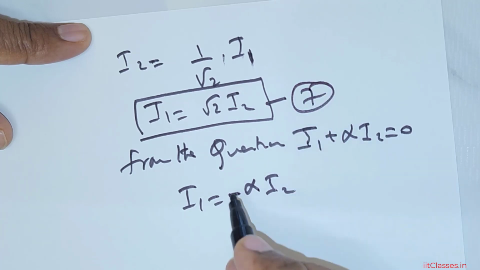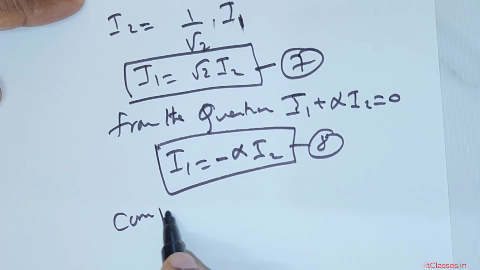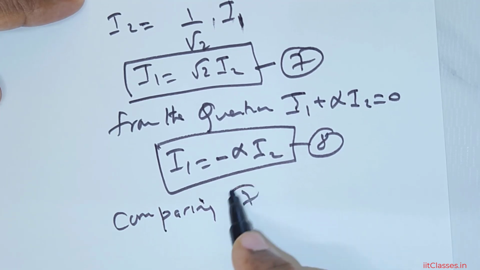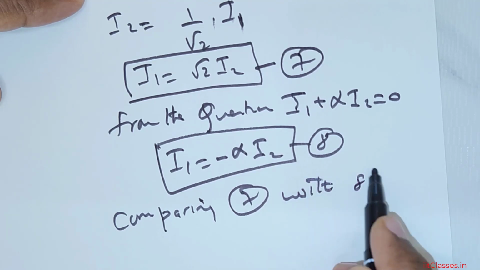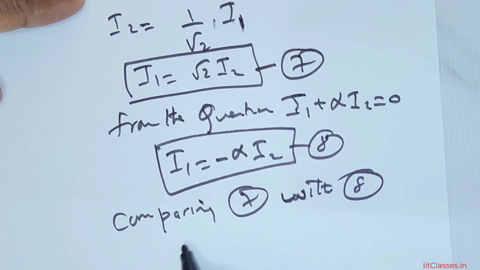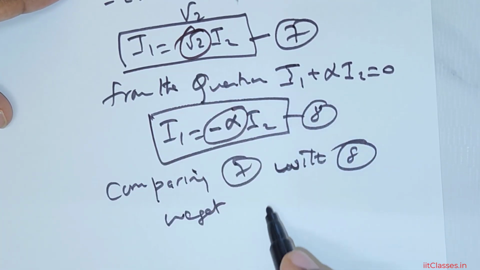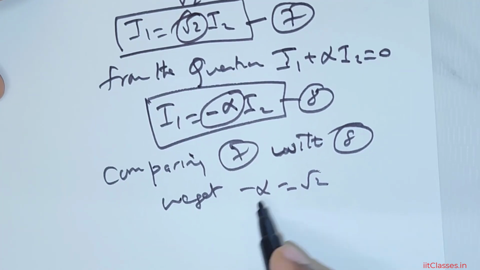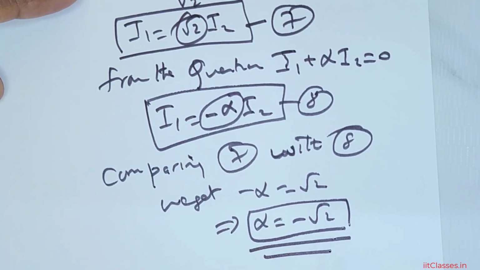So if I were to take this as 7 and this as 8, comparing 7 with 8, what do we get? We get negative alpha is equal to root of 2, which means alpha is equal to negative root of 2. So this is the correct solution.